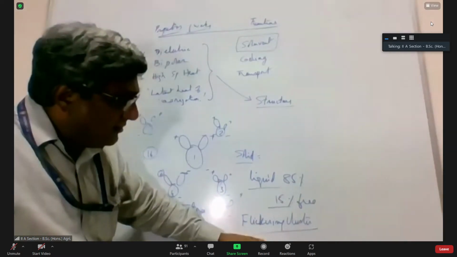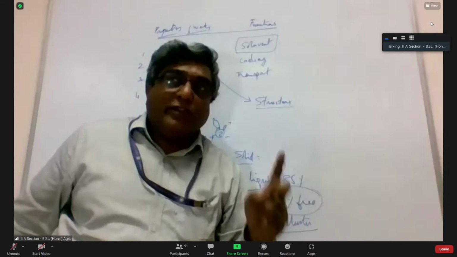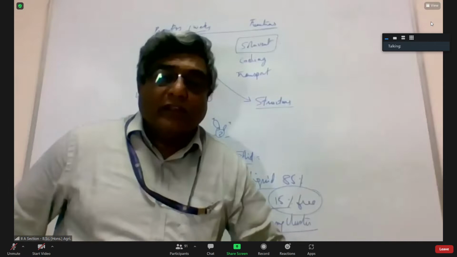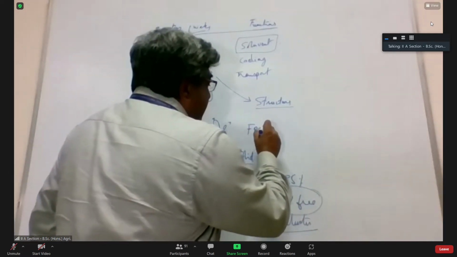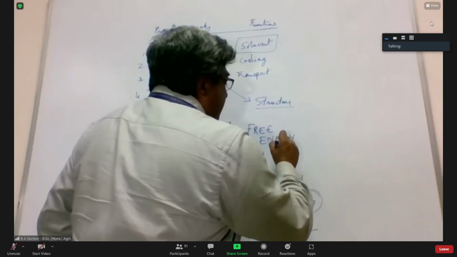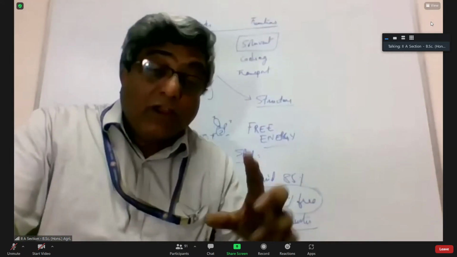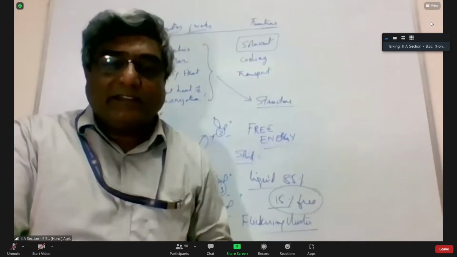The flickering cluster is important to tell you how much energy is free for it to do many things. One of the most important things the water molecule does is to dissolve another compound, another solute. For that, you require energy. So you require what is called free energy for doing any work. Now, how do you measure the free energy and what alters the free energy? We will discuss that now.